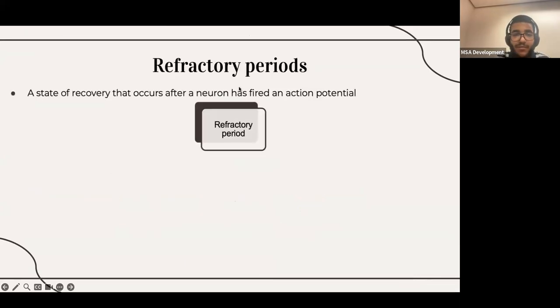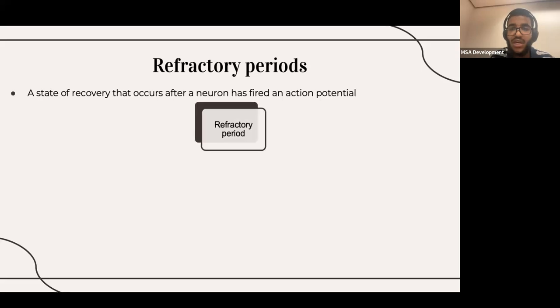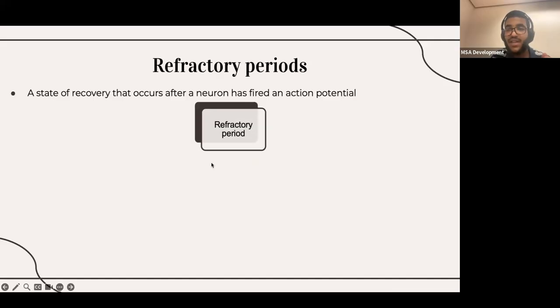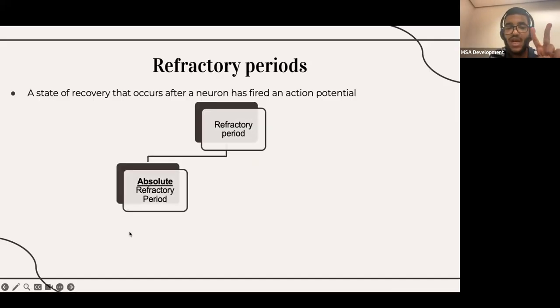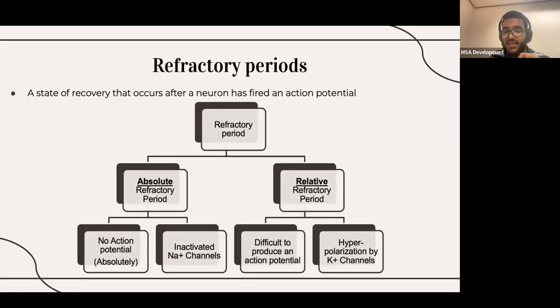Okay. Now let's talk about another important concept, refractory periods. So refractory periods are a state of recovery that occurs after a neuron has fired an action potential. Okay, so let's get into it. So refractory periods are two types. One, absolute refractory period, and two, relative refractory period.